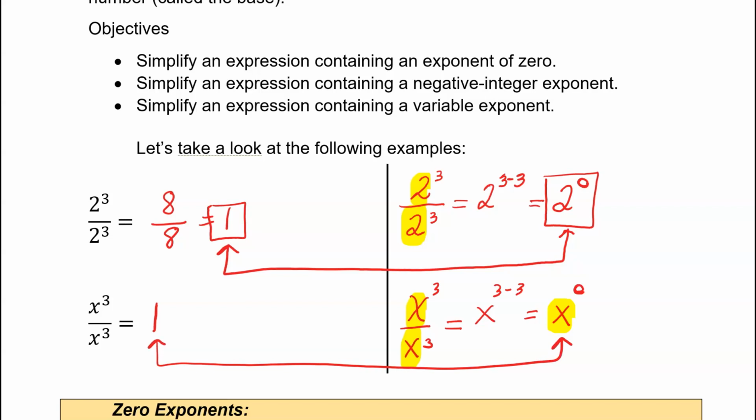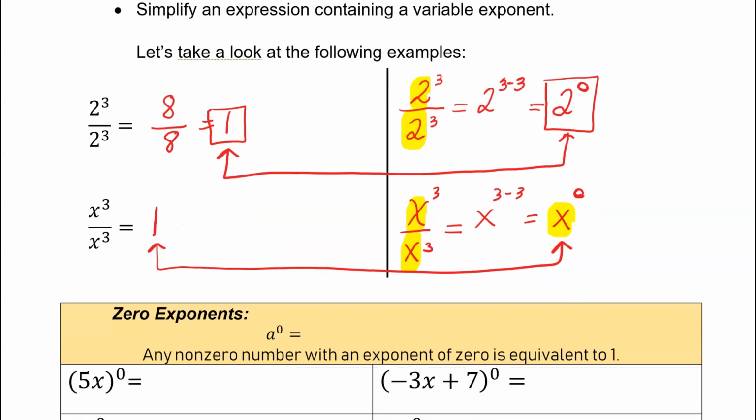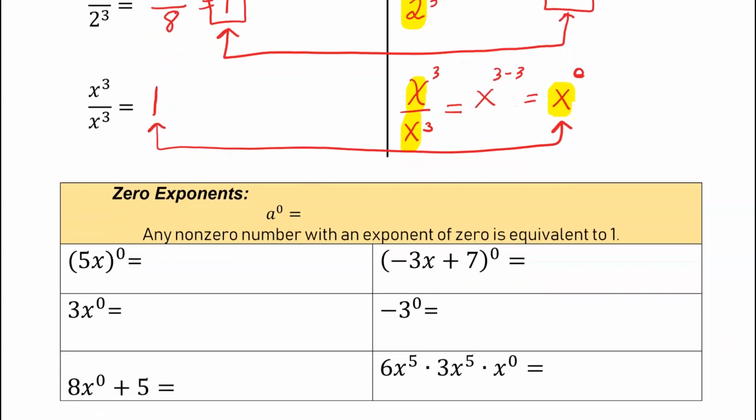So that takes us to our next rule that we should know. Any non-zero number with an exponent of 0 is equivalent to 1. So here, a to the 0 power equals 1. Remember that rule. So let's go to the next problem.